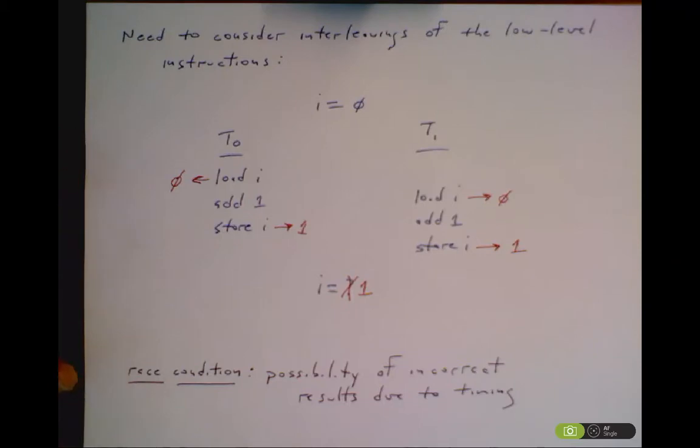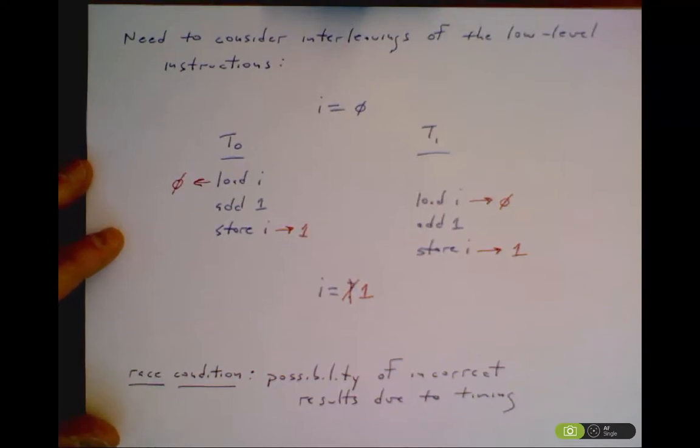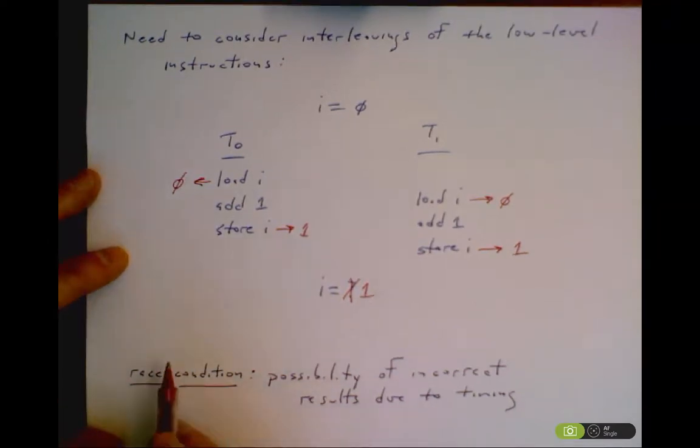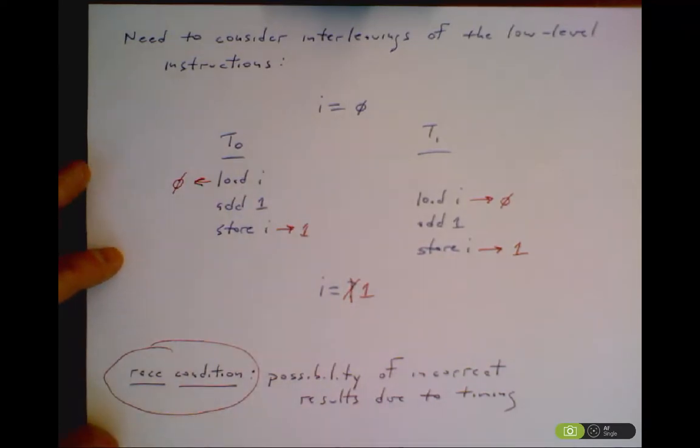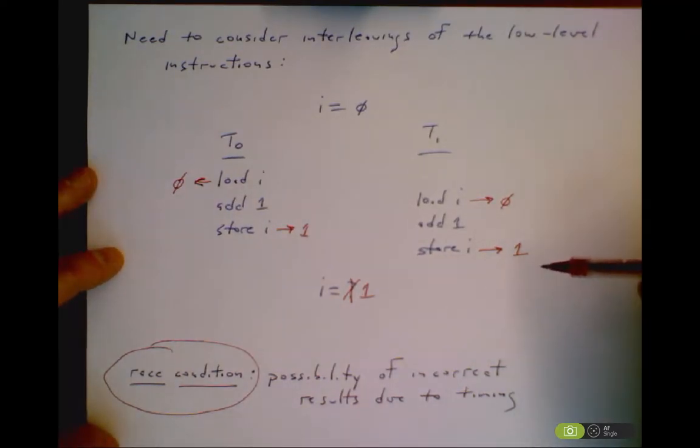We do 2 increments, but we lose one of them. This is sort of the prototypical problem we have with multi-threaded programming. This particular situation we call a race condition. You can think of it as a race. Who's going to do the store back to memory first? It's really whoever does it last that wins. This value of 1 is the value that ends up in I because it's done last.